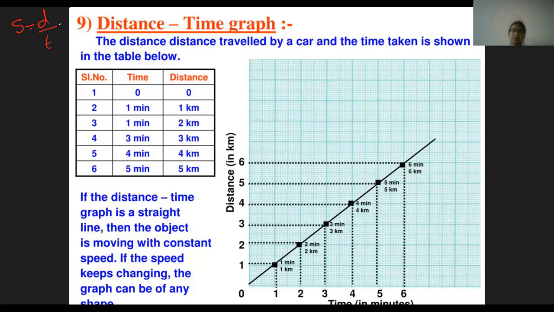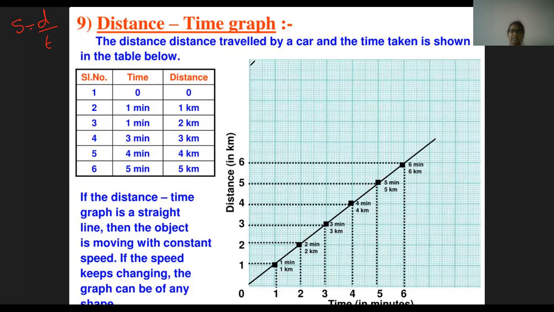But everyone can understand by seeing. Visualization is very easy. We can visualize and we can tell which is fast and which is slow. So that is why we understand the distance time graphs: by seeing the graphs we can tell which is moving more, which is moving faster, and which is moving slower. Let us understand what is the distance time graph.